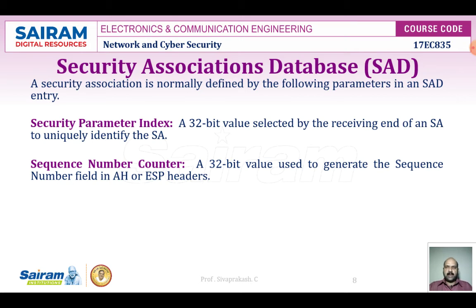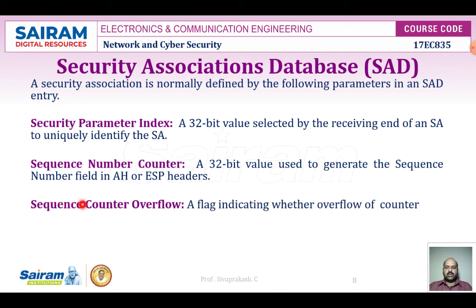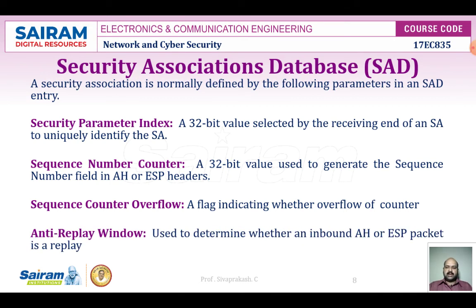The third parameter is called the sequence counter overflow. The sequence counter overflow is nothing but a flag indicating whether overflow of the sequence number counter should generate an auditable event and prevent further transmission of packets on the same security association. This is also required for all implementations, both from the sender end as well as the receiver end.